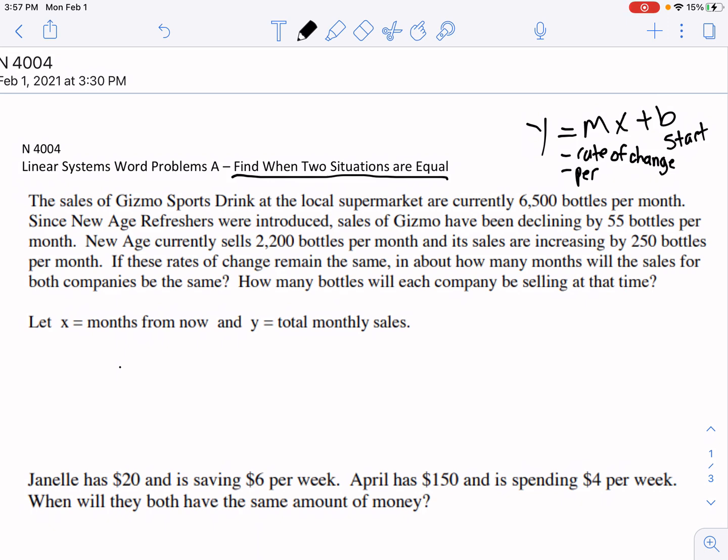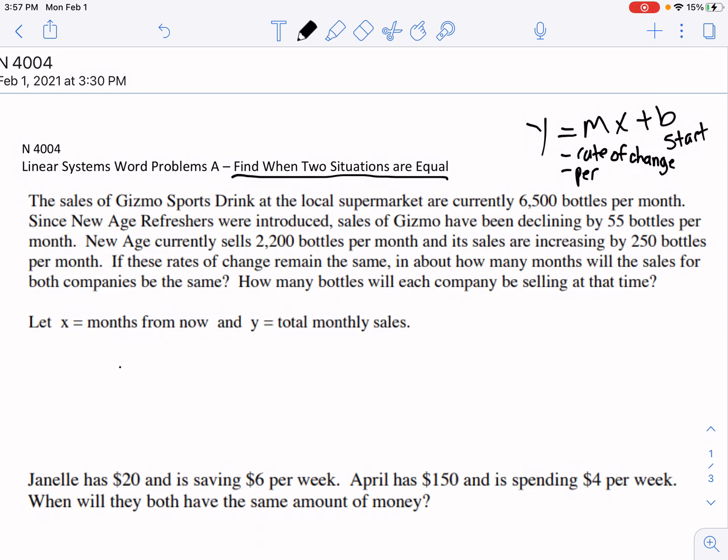It says the sales of Gizmo sports drink at the local supermarket are currently 6,500 bottles per month. Since New Age refreshers were introduced, the sales of Gizmo have been declining by 55 bottles per month. New Age currently sells 2,200 bottles per month, and its sales are increasing by 250 bottles per month. If the rates of change remain the same, in about how many months will the sales for both companies be the same? How many bottles will each company be selling at that time?